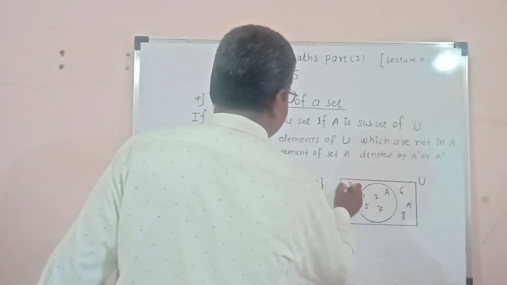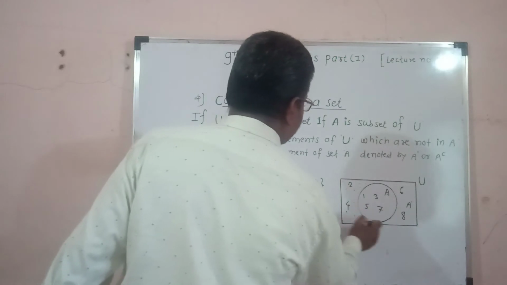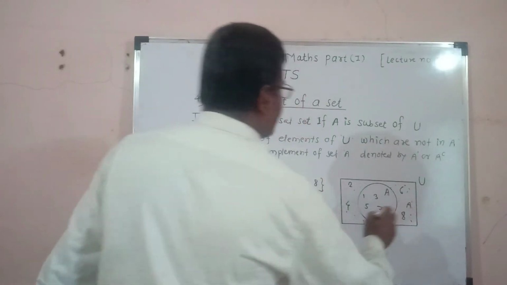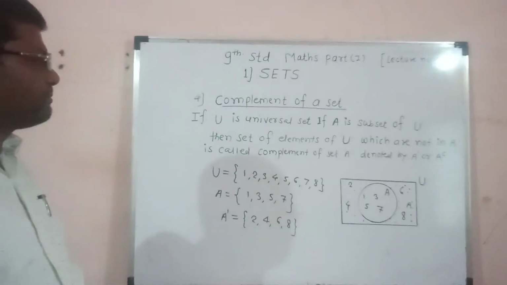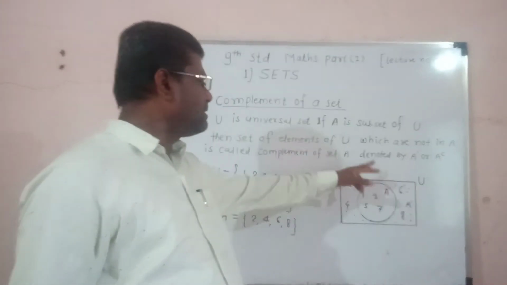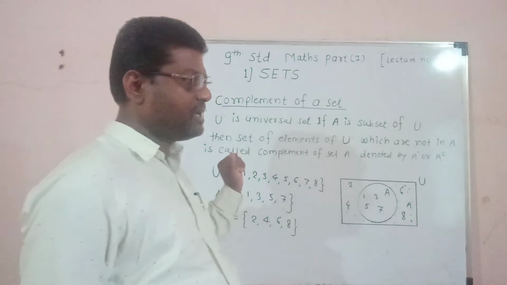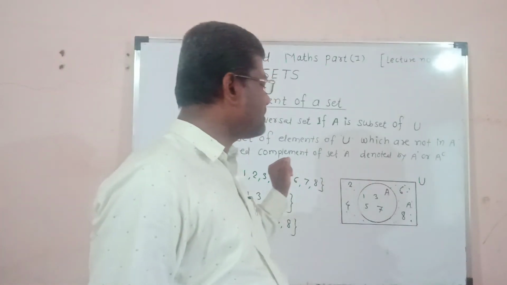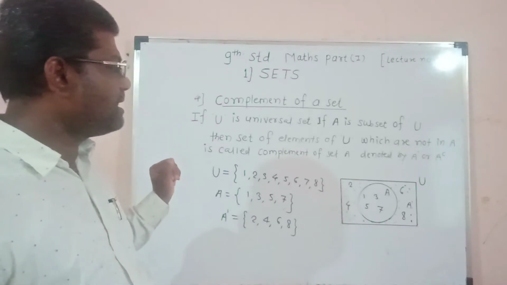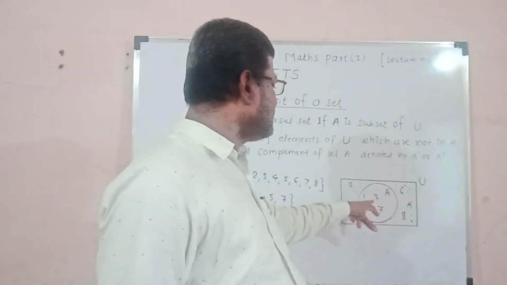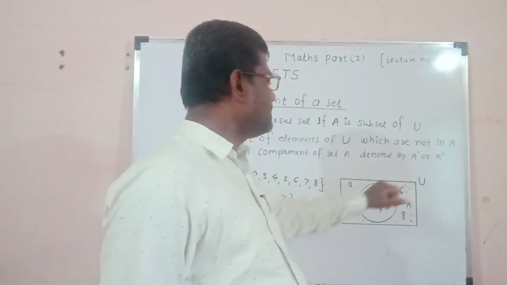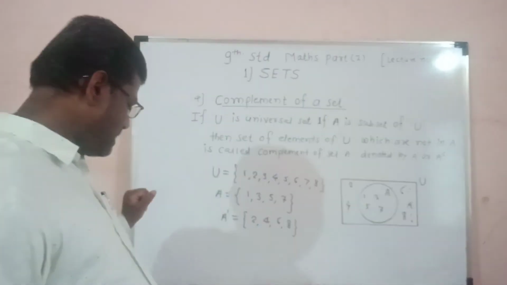So this dotted part of the Venn diagram is the complement of set A, and the elements in the circle are set A, and all the elements in set A and A dash together make the universal set.